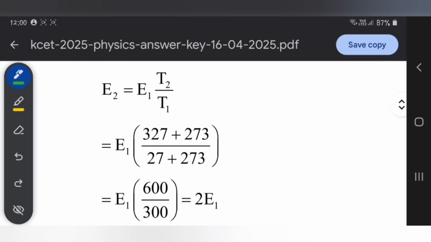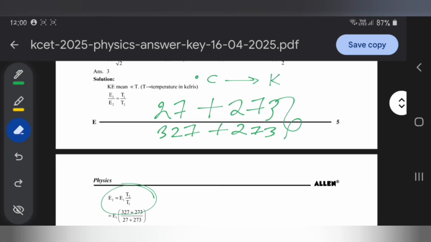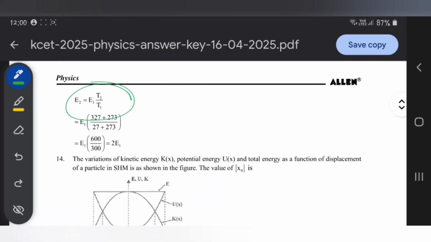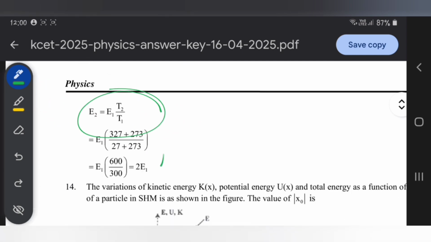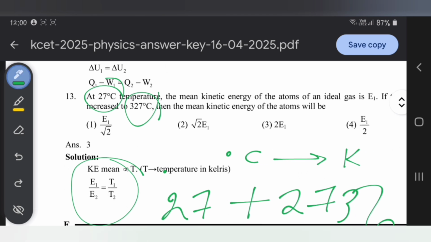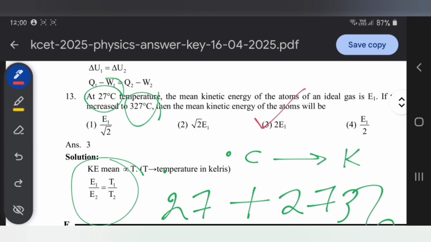Right? This is what they have done. E2 is equal to E1 T2, because E1 by E2 is equal to T1 by T2. You took the ratio and you found out, and now finally you get E1 as the answer, which means option number 3 will be the answer. Remember it is translational motion. In translational motion, you've learned that 3 by 2 kT is equal to kinetic energy.